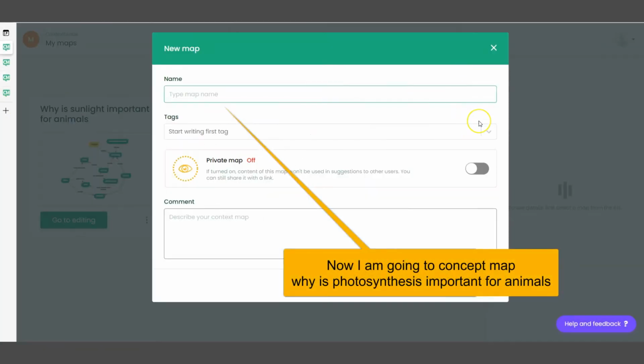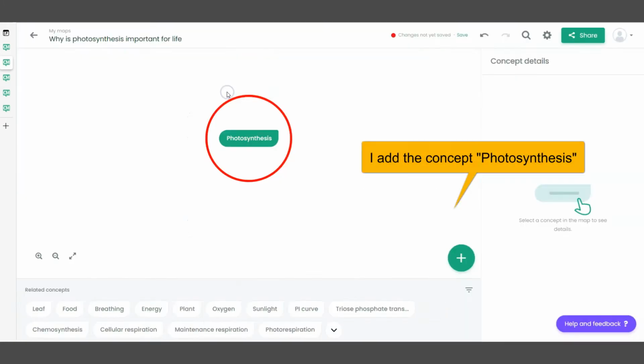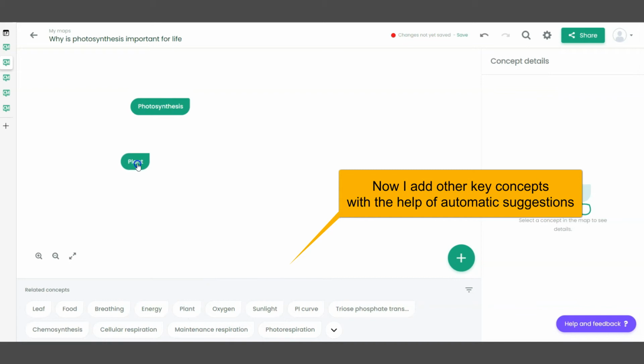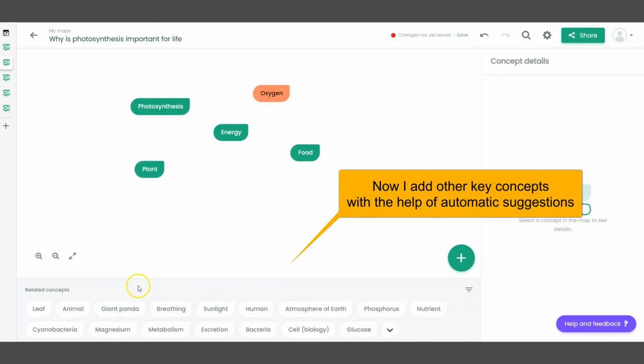Now I'm going to concept map why is photosynthesis important for animals. I add the concept photosynthesis. Now I add other key concepts with the help of automatic suggestions.